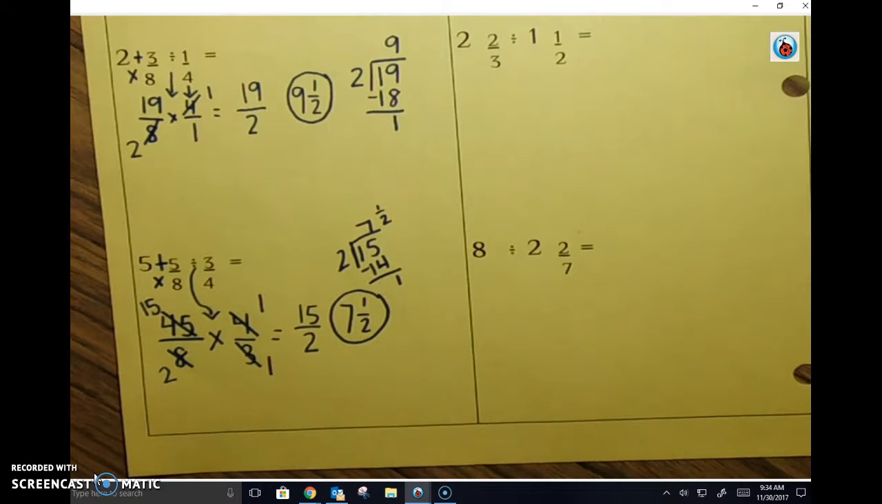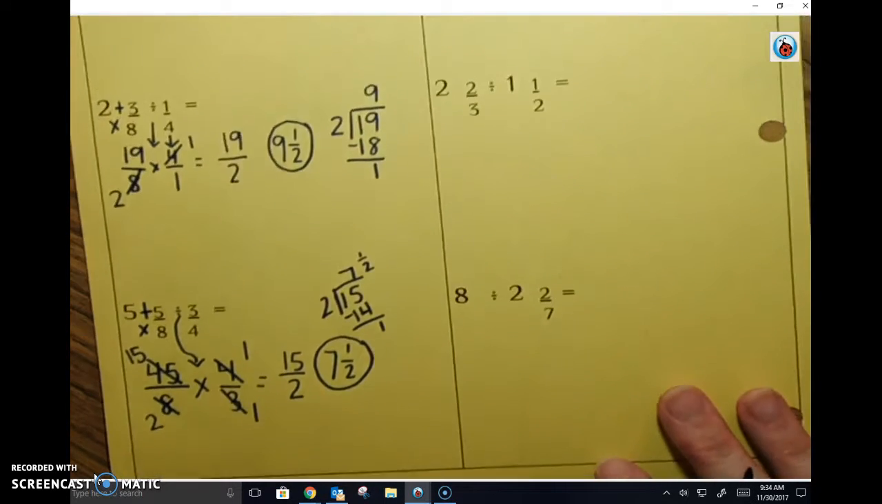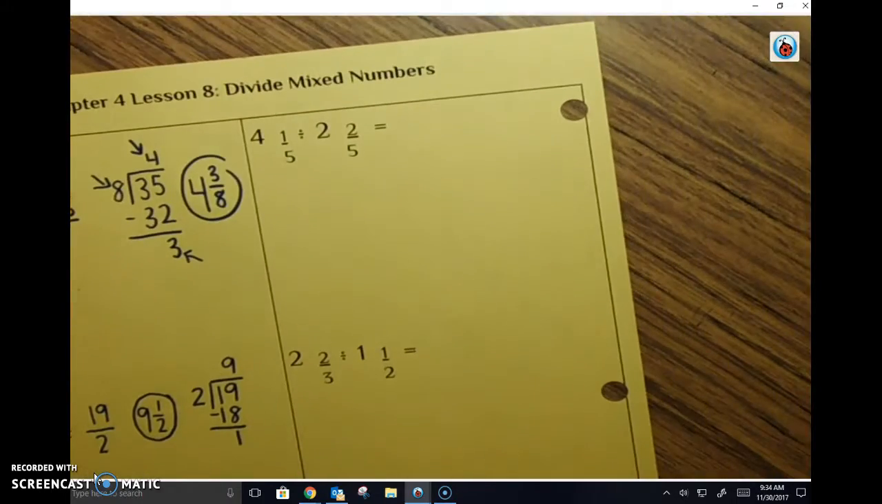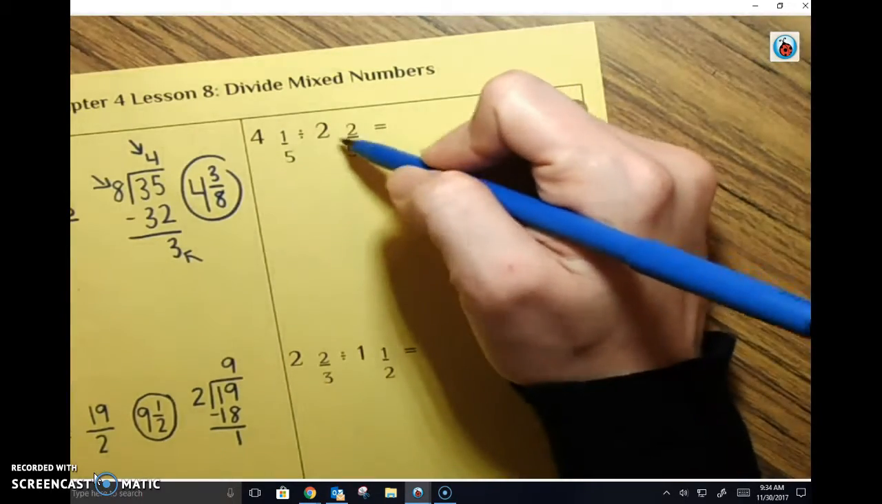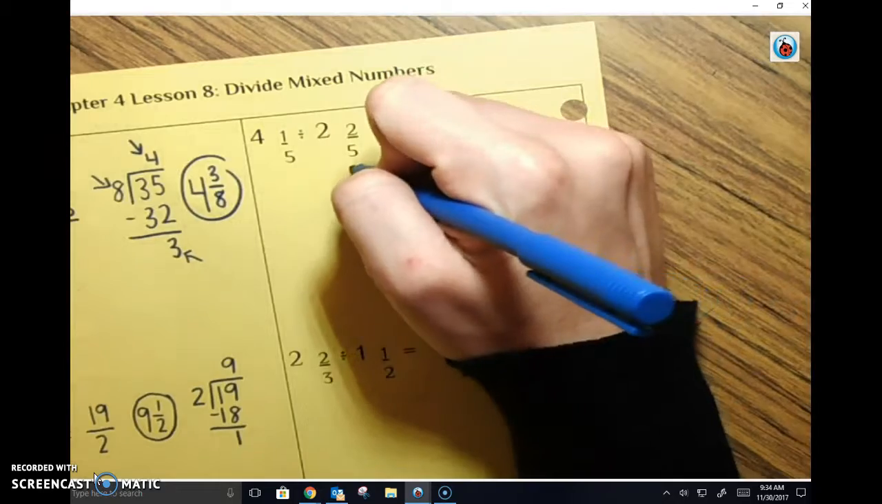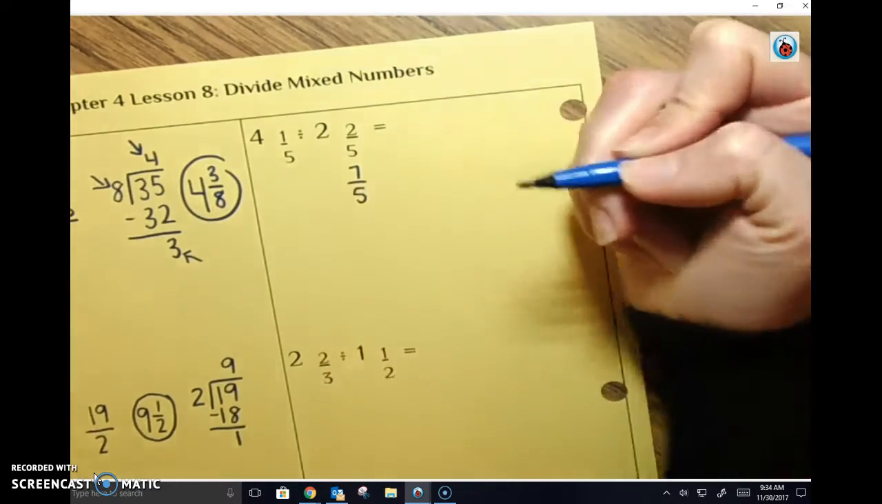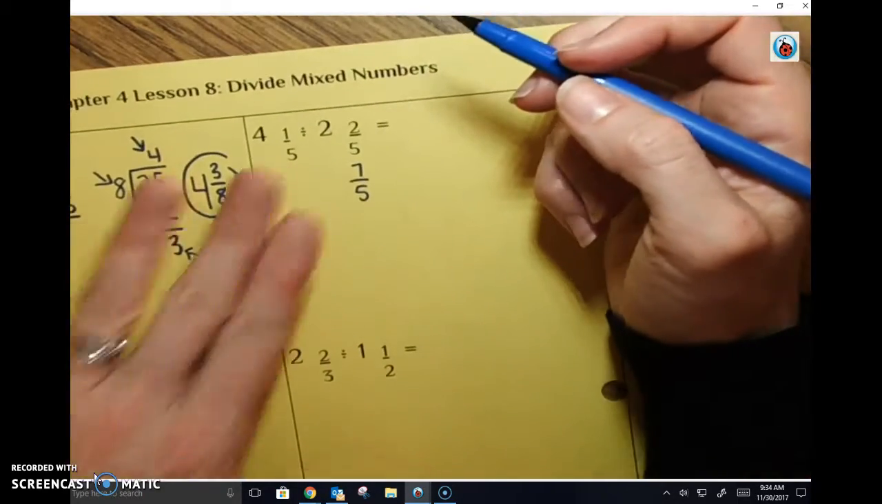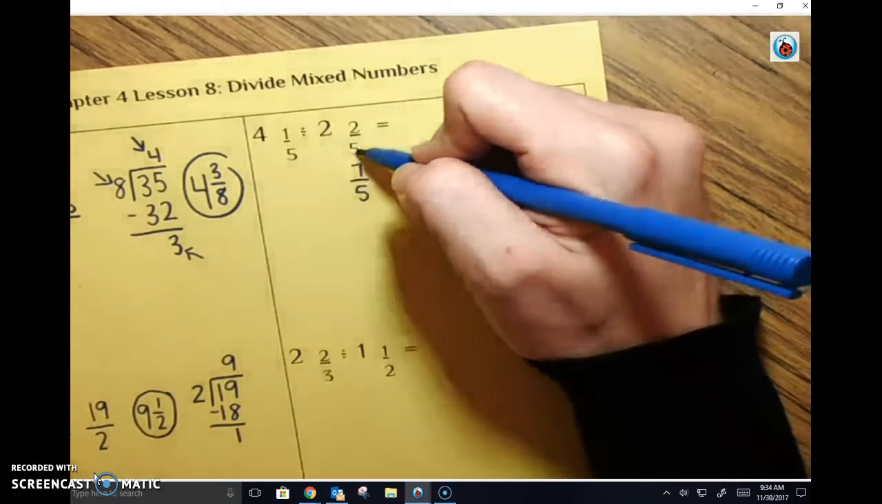7.5. Okay, this side was pretty easy because the mixed number was first, right? When the mixed number gets to be the second fraction, you have to remember to flip it. This has been the downfall of some students in the past. Because they're like, yeah, this is what? 7/5? And guess what they forget to do? Flip it.